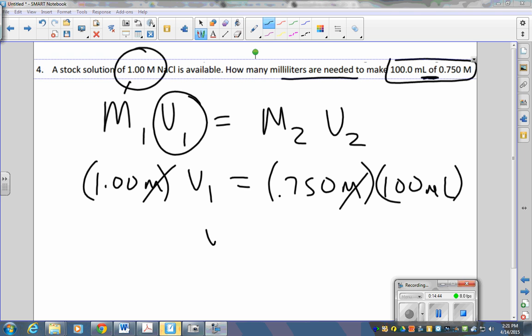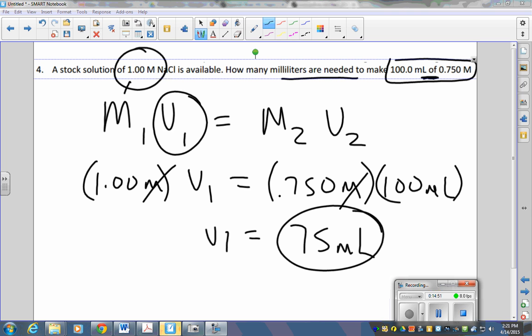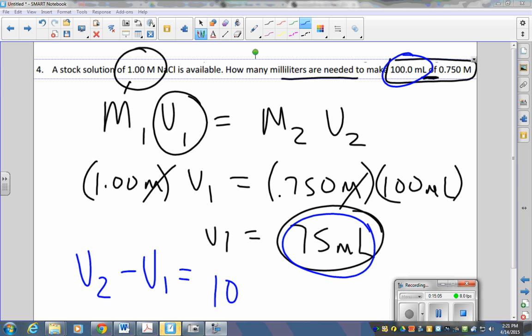Something they may ask you to be aware of is, well, how much water do you need? If this is my stock, all you have to do to find water is go V2 minus V1 when you're done. V2, or volume 2, was 100, so I would just go 100 minus 75 milliliters, and if they do ask you this, you would add 25 milliliters of water to it. So that's like a typical problem they could add on to that, just so you know.